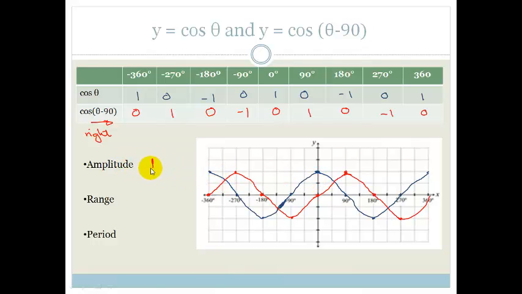The amplitude is still 1. The range is still minus 1 to 1. And the period of the graph, do you see that for the blue graph, we've got a period of 360 degrees, and the period of the red graph is still 360 degrees. So the period hasn't changed. All that has happened is that we've shifted this graph over to the right.